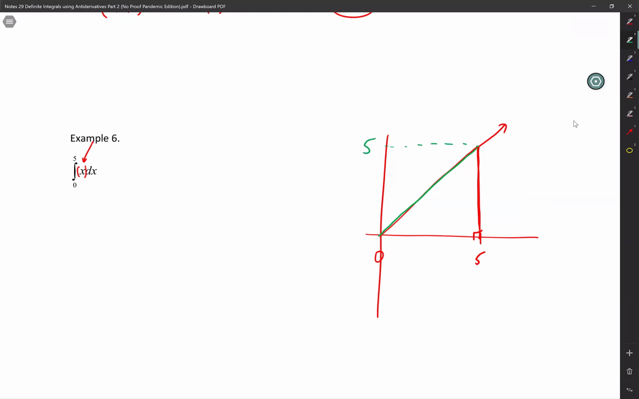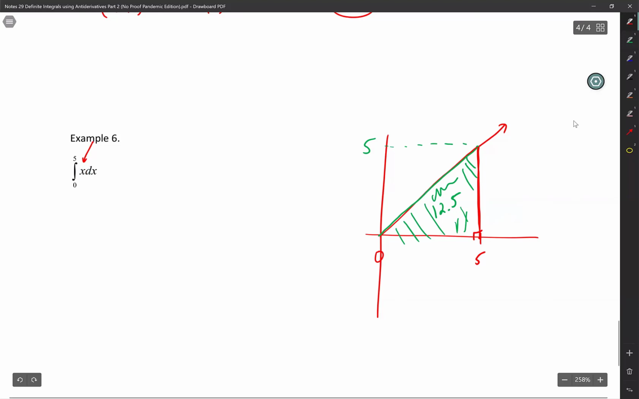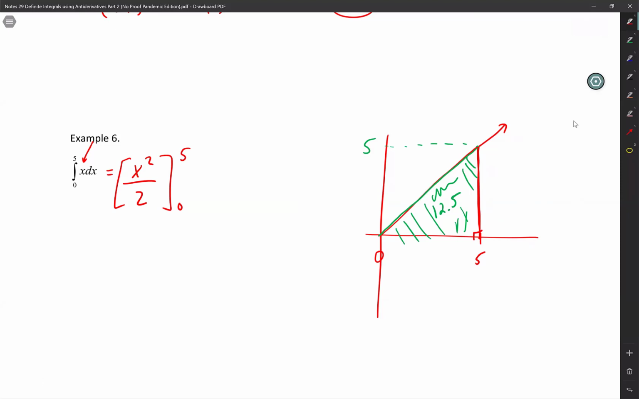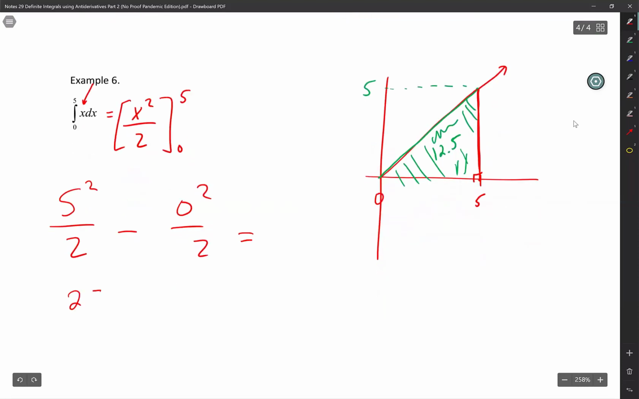So according to geometry, let's see. 5 times 5 is 25, and then divide that by 2. That should be 12.5, this area. All this area. So let's see if we're doing the antiderivative. Let's see if we get 12.5, guys. So antiderivative of x is x squared over 2. And I'm evaluating this from 0 to 5. Again, I'm just doing upper minus lower. 5 squared divided by 2 minus 0 squared divided by 2. And again, it's not magic. There's a reason for this. 25 divided by 2, wow, that's 12.5. It works.